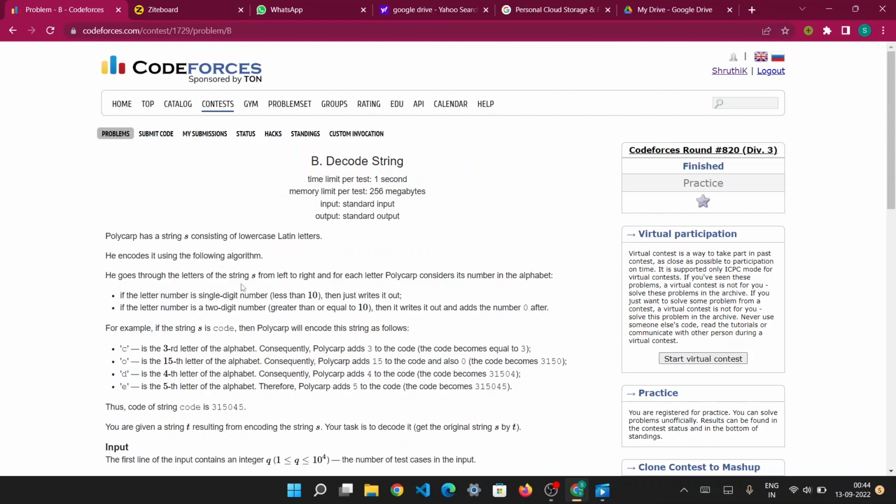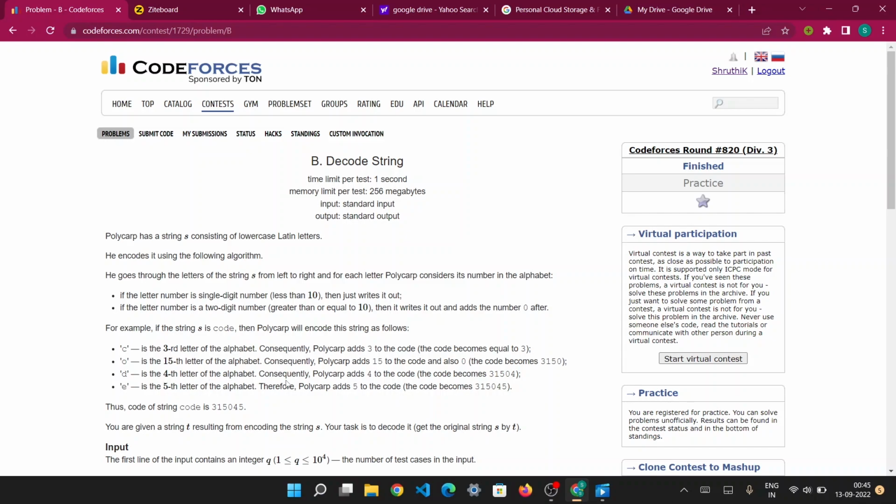He goes through the letters of the string S from left to right, and for each letter, Polycarp considers its number in the alphabet. If the letter number is a single-digit number, less than 10, then he just writes it out. If the letter number is a two-digit number, greater than or equal to 10, then he writes it out and adds the number 0 afterwards. So if it is C, it corresponds to 3, which is a single-digit number, so we just add 3. O is 15, which is a two-digit number, so the code becomes 3150.